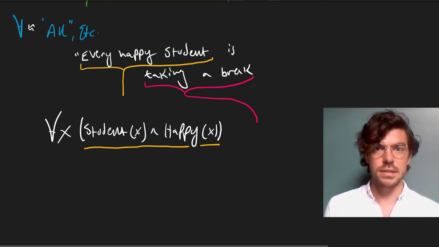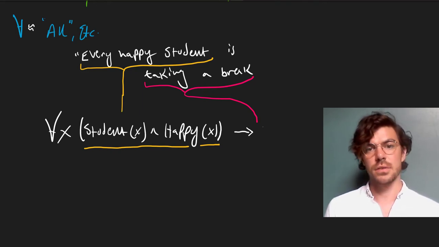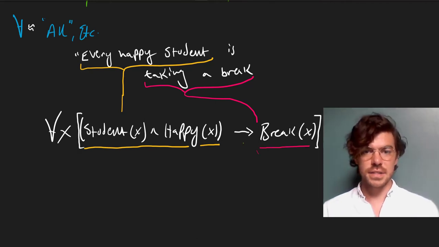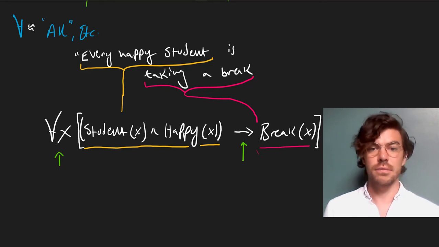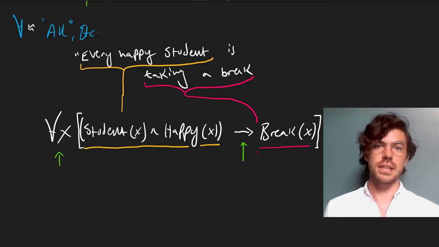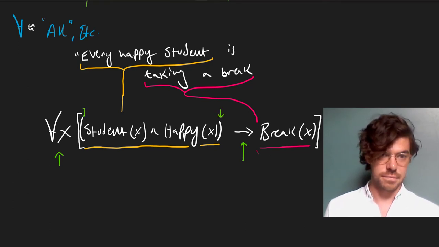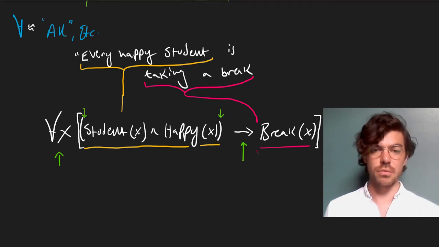Now notice that this has to be a conditional sentence for reasons we discussed in the last video. So it looks like this. The key thing to recognize here is that this is our main connective, this conditional arrow right here. So what this says is that for every X, if it holds that X is a student and happy, then, main connective, X is on a break. So you can see that in order for this sentence to be well formed, we need to have the parentheses here and here. Otherwise, this sentence wouldn't be well formed at all.